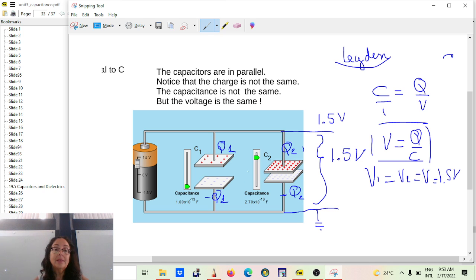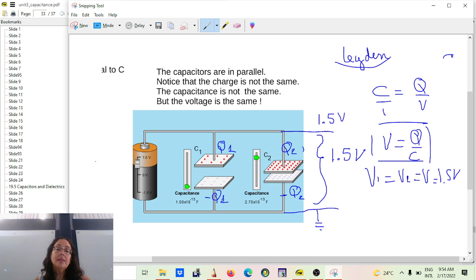But the thing to understand is that the amount of charges you're going to have depends on the capacitance. So for example, for this capacitor, you see the distance is larger, so the capacitance is smaller. I think I have that for the pop quiz. If you multiply distance by 2, the capacitance is divided by 2, which is the opposite for the area. If you increase the area, you increase the capacitance. It's proportional.